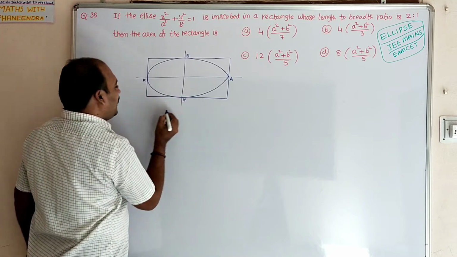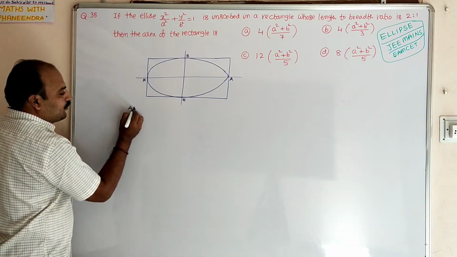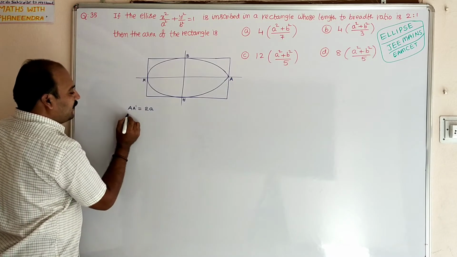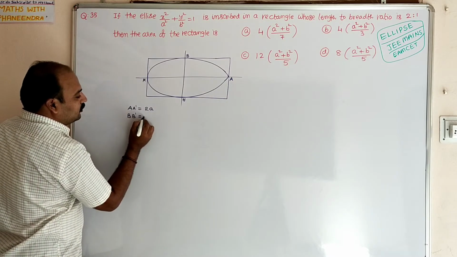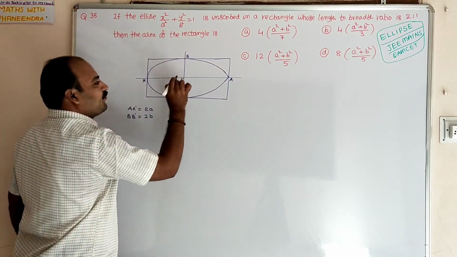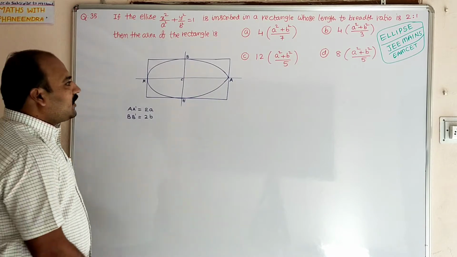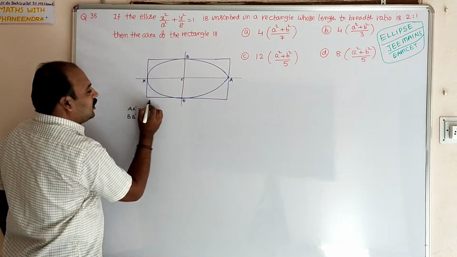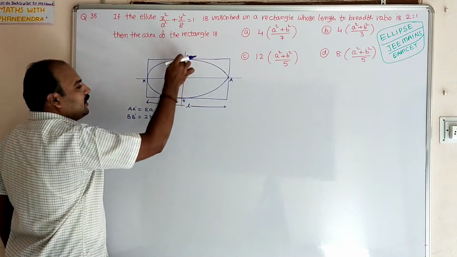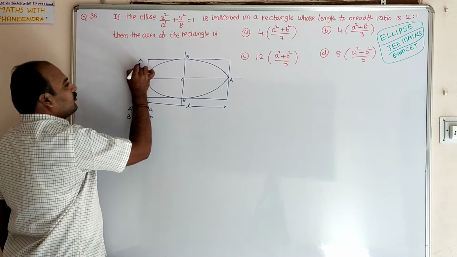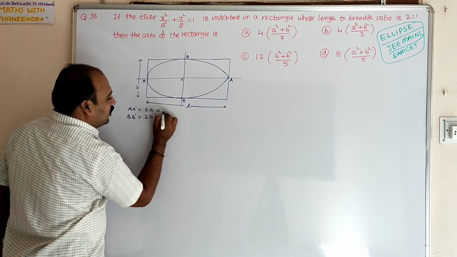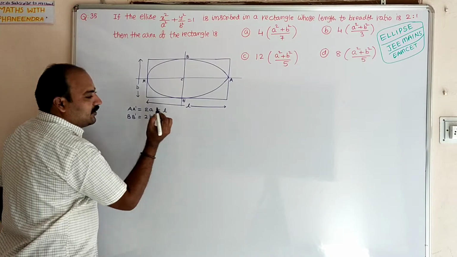We know that A dash is equal to 2A and B dash is equal to 2B. Minor axis, this length from here to here, this is the C, center of the ellipse. But A dash is equal to length of the rectangle, B dash is equal to breadth of the rectangle. So 2A is equal to L, 2B is equal to B.